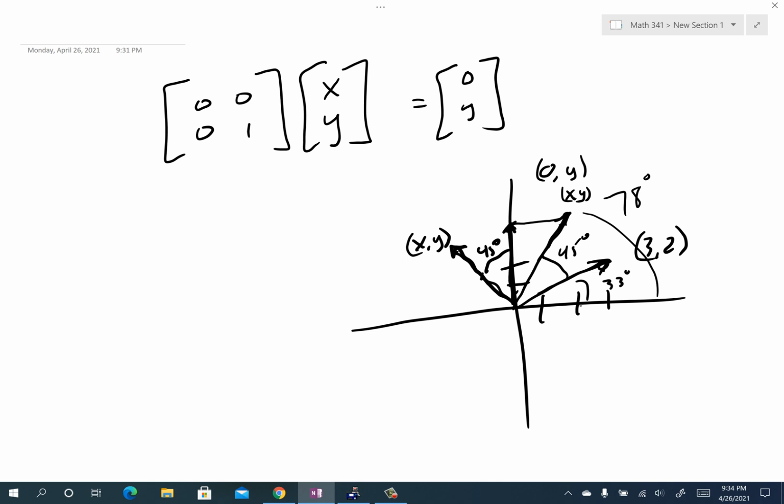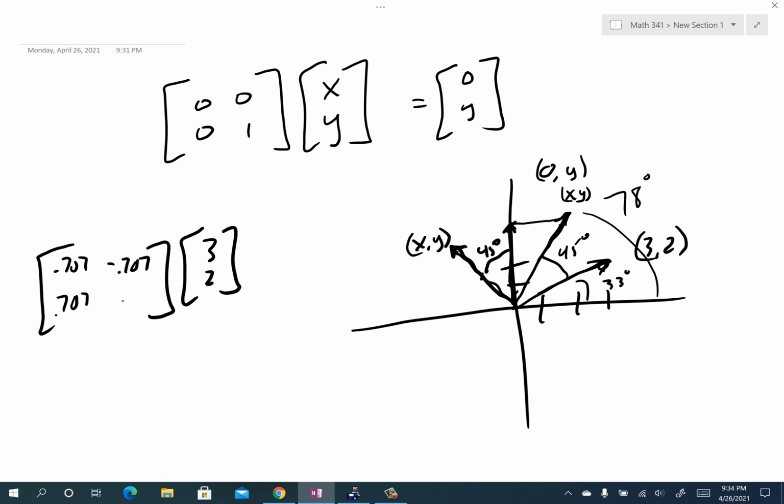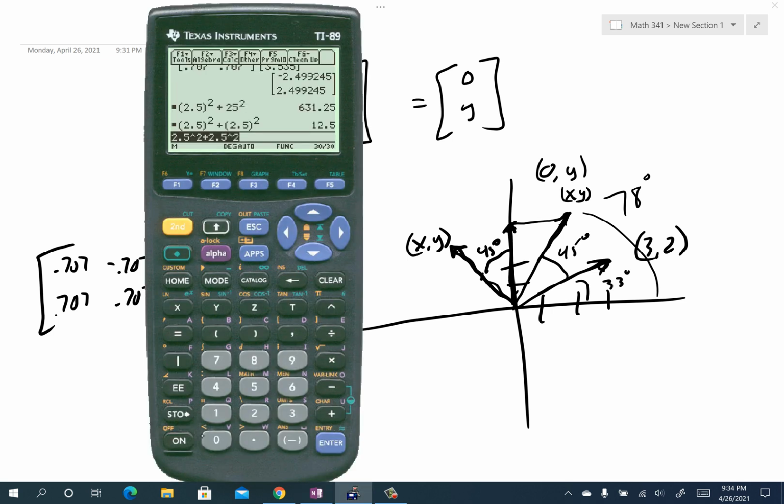So let's see what happens. Let's start off with our 3, 2, and multiply that by the rotation matrix. I happen to know the decimal form of this is this, and this is the sines and cosines of 45, approximate. So I do that, and I get 0.707, comma, 3.53.